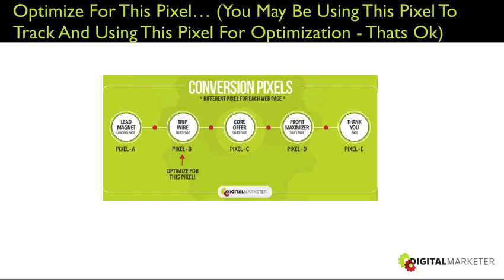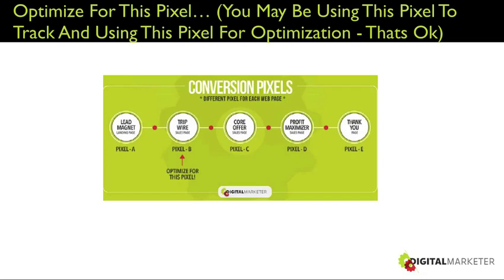For example, they're going to land on the lead magnet landing page like we talked about. If they opt in, that next page, that's the pixel we want to optimize for. And that's really how you can use these conversion pixels for not only tracking, but also optimization.